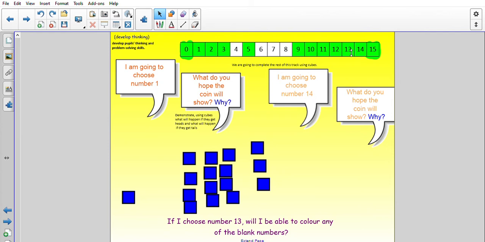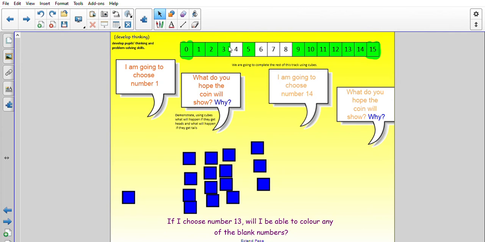If I roll a tail, can I colour 1 less than 13? No, because 12 is already coloured, and 12 is 1 less than 13. Or 12 is equal to 1 less than 13. So I'm going to have to pick a number carefully. What would be the best number of the numbers I've got left to choose to make sure that I would be able to colour a number? Which would be the best number to choose?